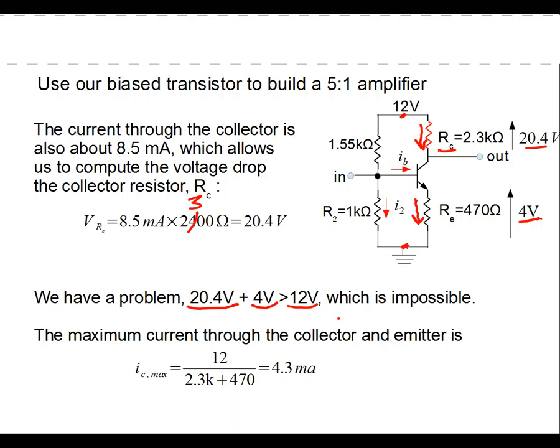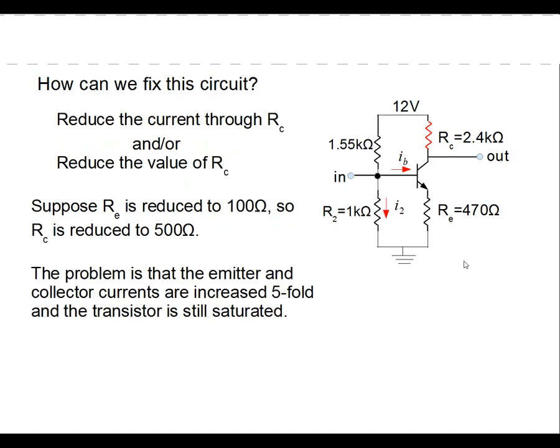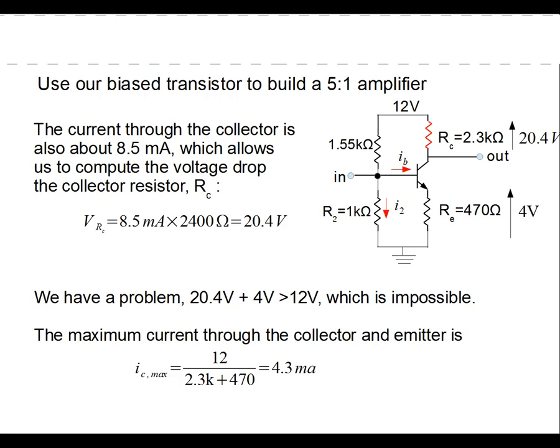As a matter of fact, the maximum current that can flow through the collector or the emitter... Okay, let me pick this up again. I flipped a slide too quickly. The maximum amount of current that can flow through the collector or the emitter can be computed by looking at the maximum potential between the collector and ground, which is 12 volts, and dividing it by the sum of the collector resistor and the emitter resistor. And so it's only about 4.3 milliamps. So 4.3 milliamps is the maximum amount we can carry through the emitter.